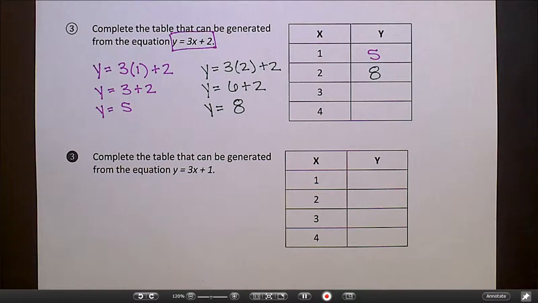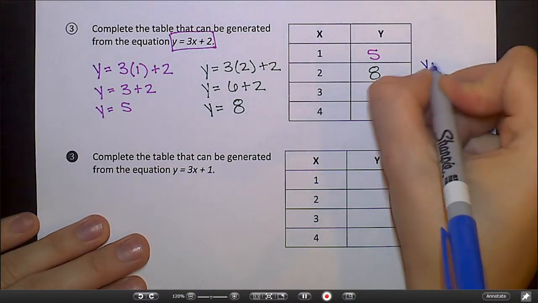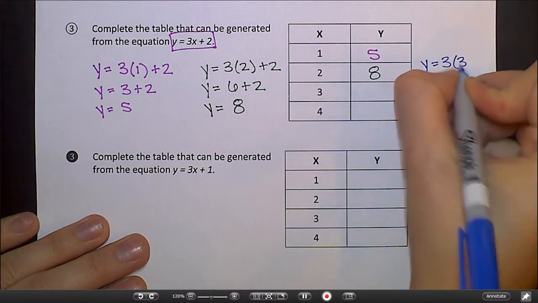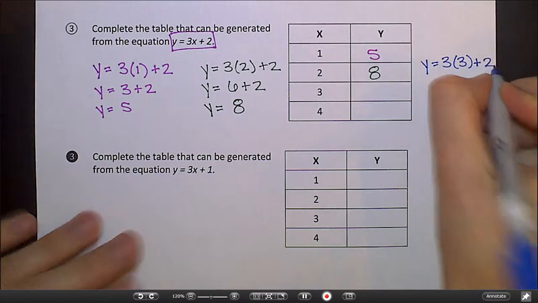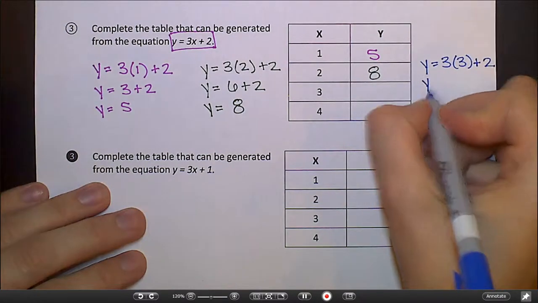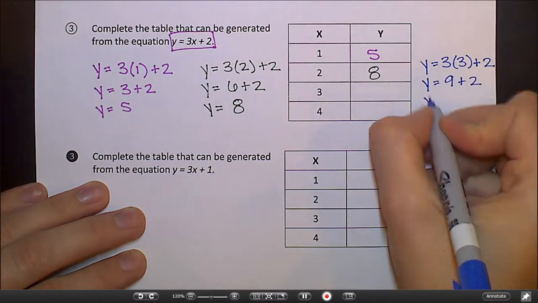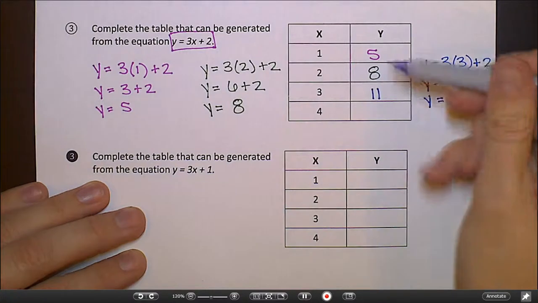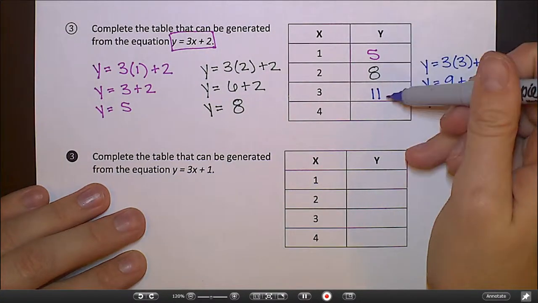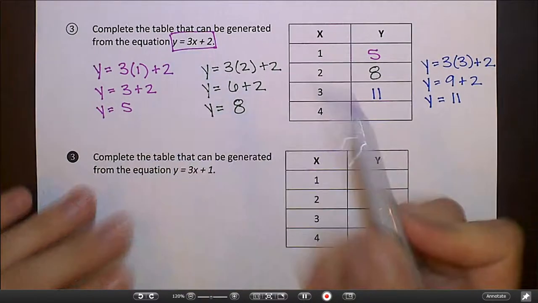Now let's plug in 3 for x. So I'll come over here. Y equals 3 times 3, that's my x value, plus 2. So that's y equals 9 plus 2, and y equals 11. So notice I'm going up by 3 each time, and that's my slope, that's my constant, so that's what I would expect it to be.